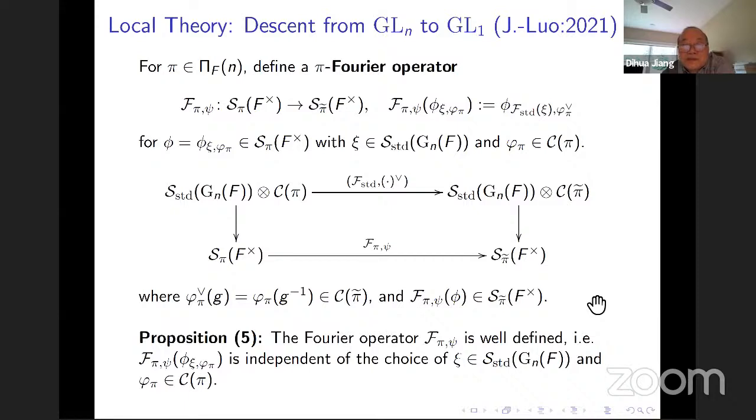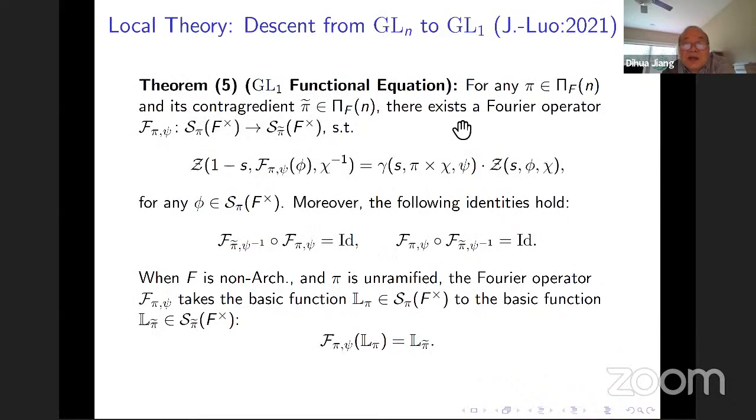So you do this. And then after you get this, of course you descend the functional equation, right? So that's how you descend the functional equation. And then you can show that these properties will hold. And also it takes the basic function to the basic function of the dual space. So everything matches perfectly. Okay, good. Any questions?